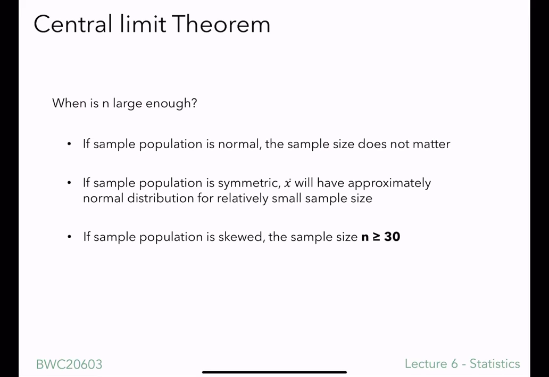But if the population is skewed towards one side, it is not symmetric or it is not exactly normal, it is skewed, then a sample size n equal to or more than 30 can ensure an approximately normal distribution of the sampling distribution.